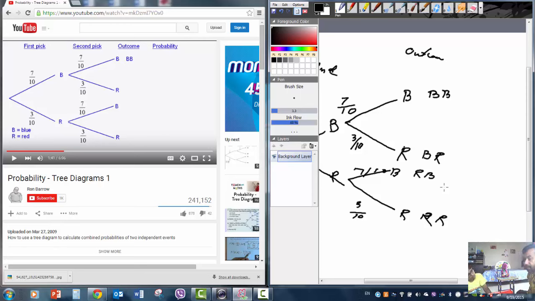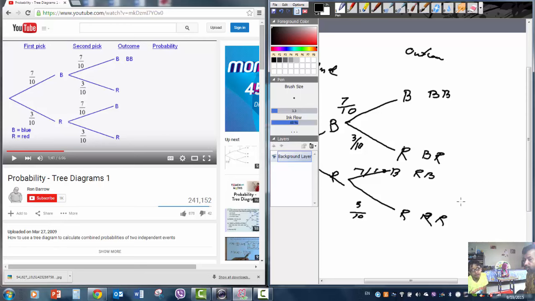Then how many outcomes are there, by the way? There are four. Out of the four outcomes, do you see more blue, blue, more red, red, or more blue, red? All of them have an equal chance. Does that picture show that, these outcomes? Look at the outcomes. Blue, blue, only one. Blue, red, only one. Red, blue, only one. Is there a difference between blue, red and red, blue? No. It's just that we pick red first and red, blue, and we pick blue first and blue, red. And this one is red, red.